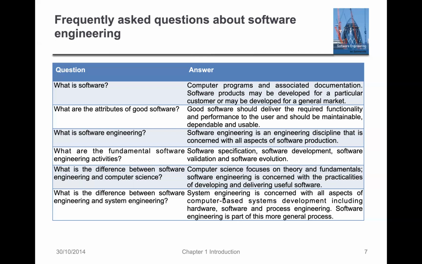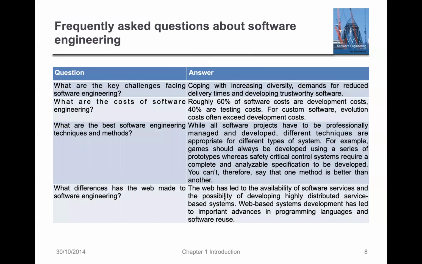So here you will see the difference between software engineering and system engineering. System engineering is all about the whole computer-based system, including the hardware and software. Software engineering is just on the software part of it.